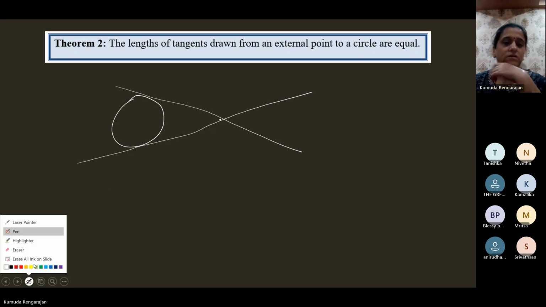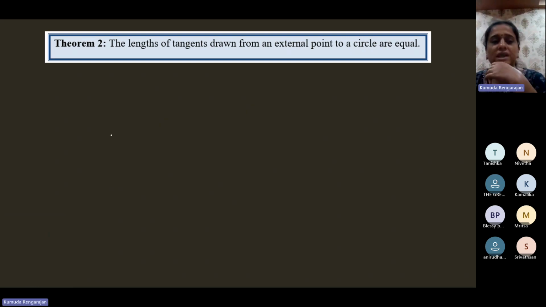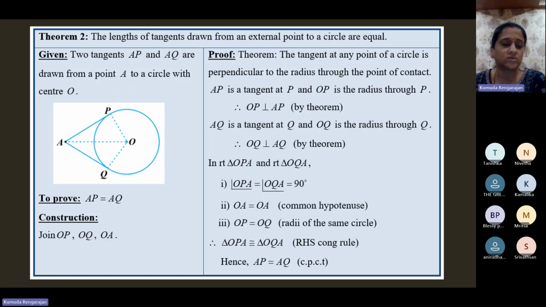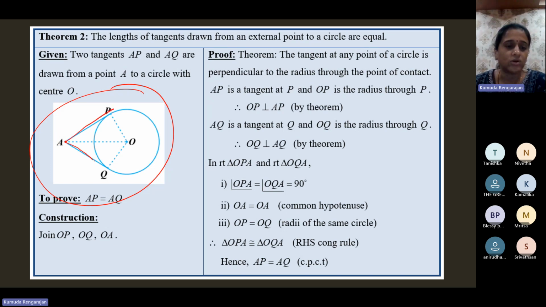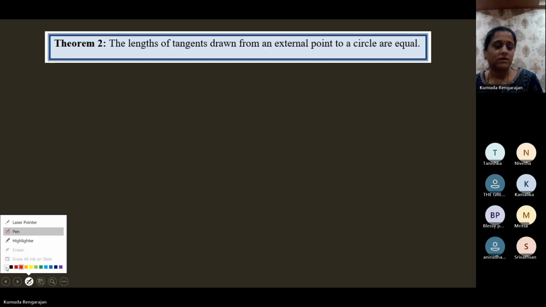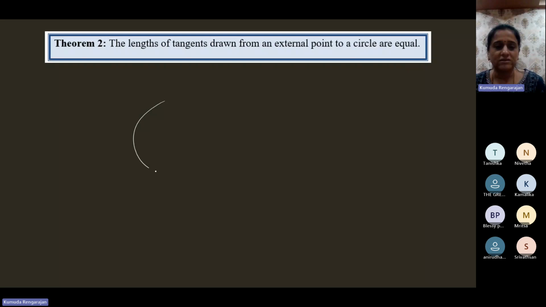Now the statement here is: the lengths of the tangents drawn from an external point to the circle are equal. You can see here, circle with center O, A is the external point, AP and AQ are tangent segments. What is the difference between a tangent and a tangent segment? A tangent is a line.